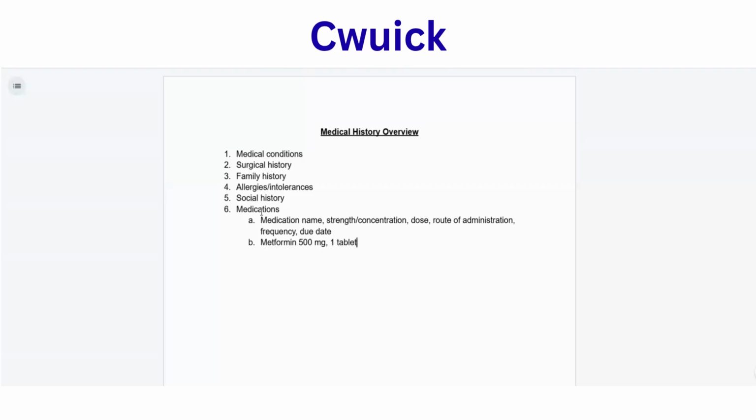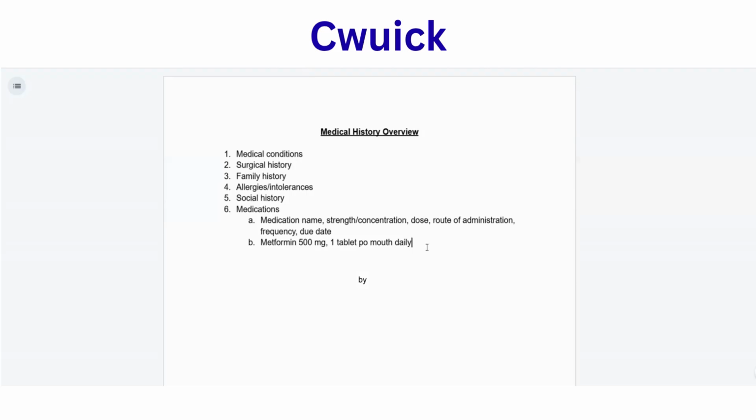So we've got that. Route of administration, how do I take it? I take one tablet by mouth. In terms of the frequency, I'm going to say I take it daily because I take it once a day. And in terms of the due date, it's not really relevant in this case. So you've got metformin, the medication name, 500 milligrams is the strength, one tablet is your dose, by mouth is the route of administration, it's how you take it, and daily is the frequency.